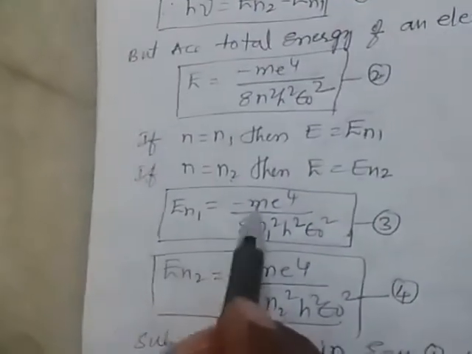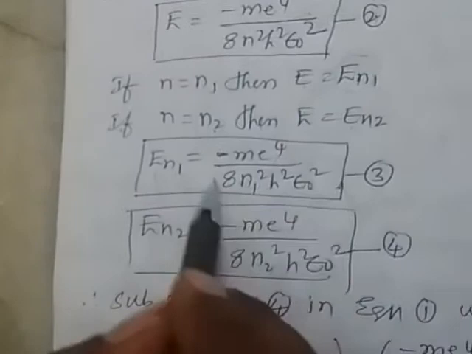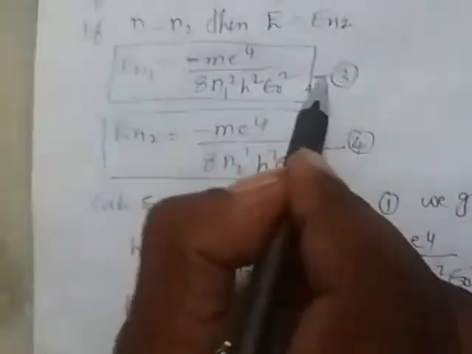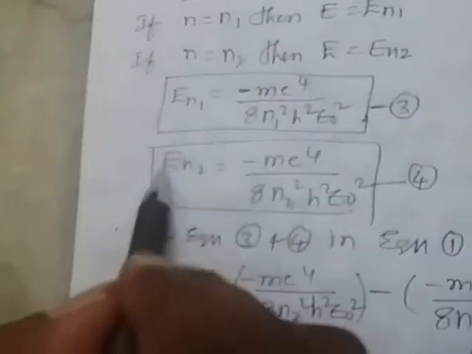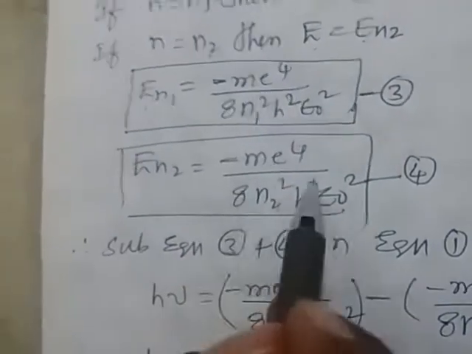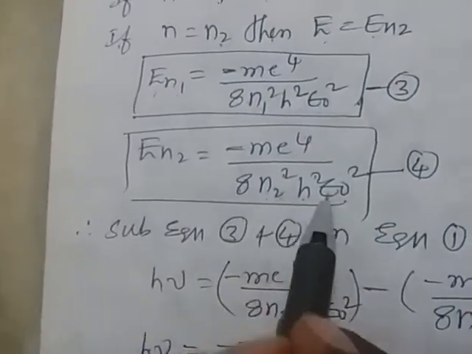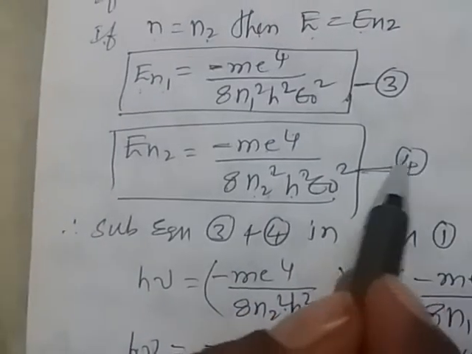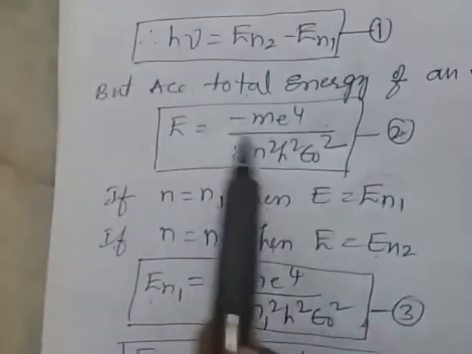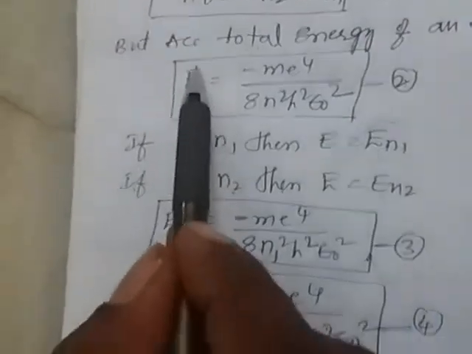We substitute these values in equation 2. We will get En1 equal to minus m e to the power of 4 by 8 n1 square h square epsilon naught square. This is equation 3, students. And similarly, we get En2 equal to minus m e to the power of 4 by 8 n2 square h square epsilon naught square. This is equation 4. See here, only the number of orbits changes, then the energy also changes. These two change, the remaining terms are constants.